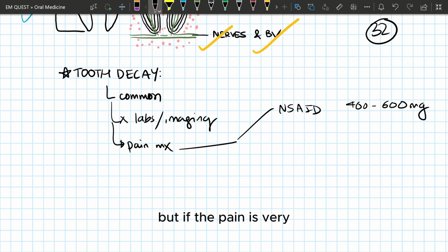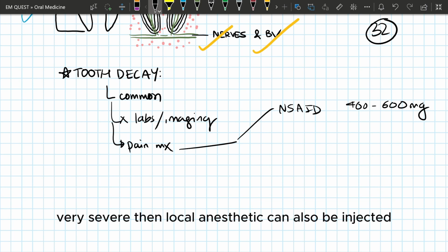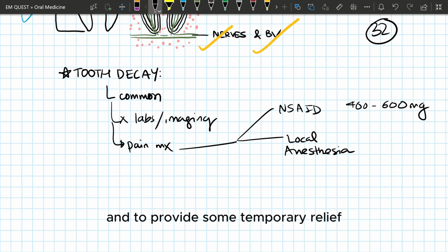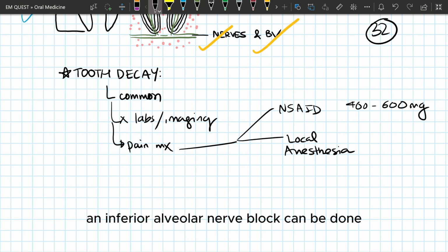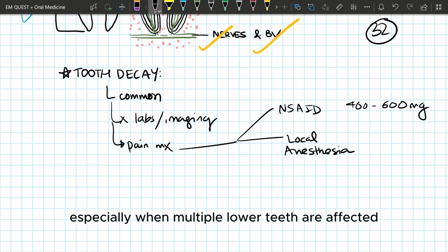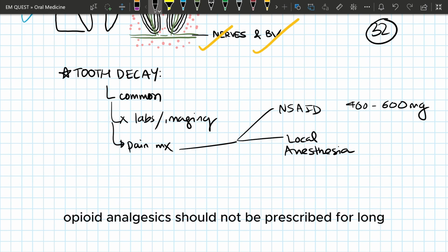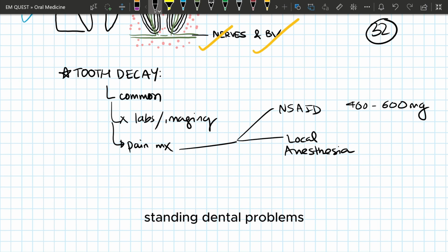But if the pain is very severe, then local anesthetic can also be injected in the nearby gum to provide some temporary relief. An inferior alveolar nerve block can be done, especially when multiple lower teeth are affected on one side. Opioid analgesics should not be prescribed for long-standing dental problems.